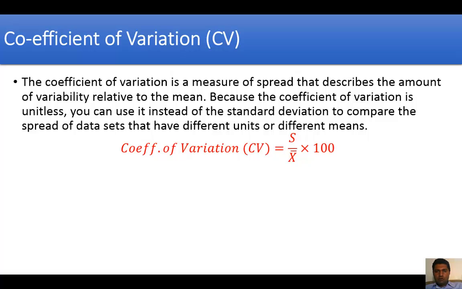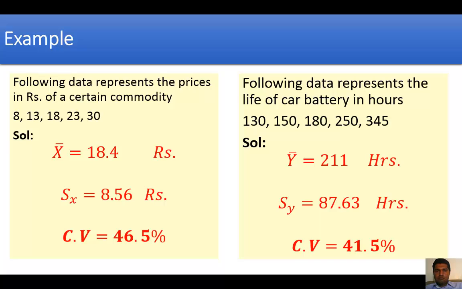The corresponding relative measure for standard deviation or variance is the coefficient of variation. The formula is the standard deviation divided by the mean multiplied by 100. Here is a simple example in which I will try to elaborate the concept of coefficient of variation.